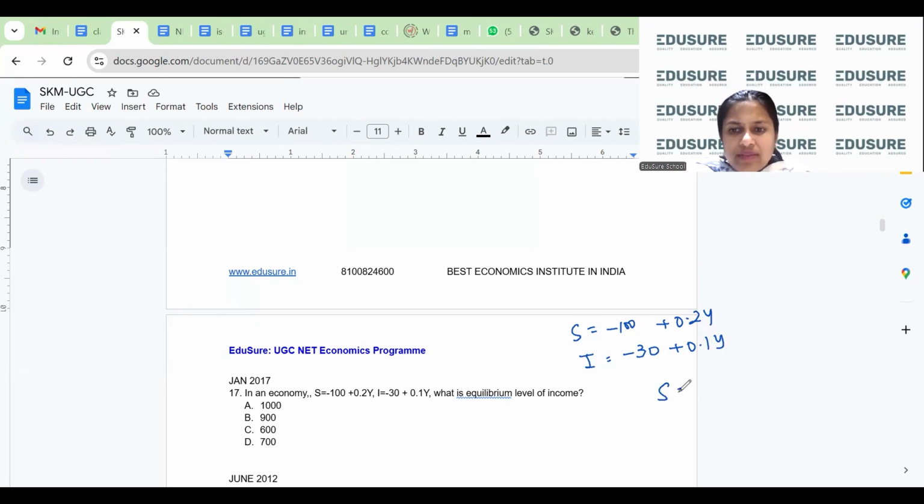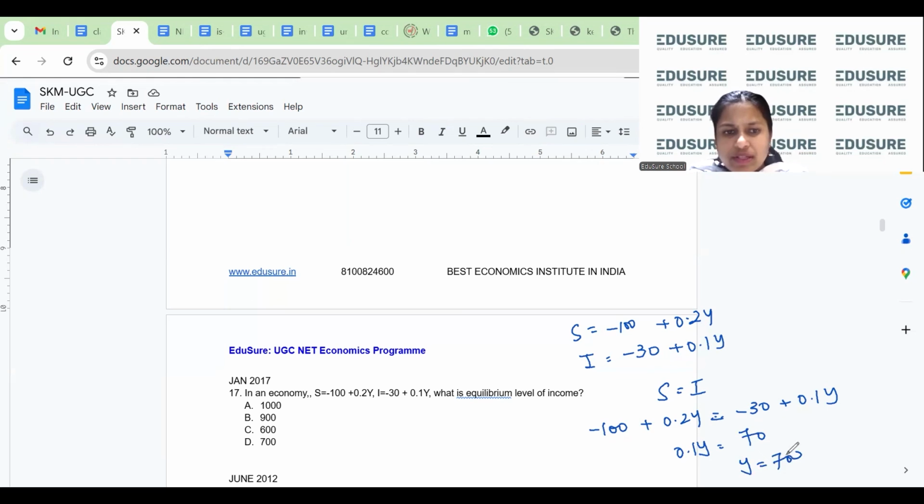So for equilibrium, savings should be equal to investment. So minus 100 plus 0.2y should be equal to minus 30 plus 0.1y. So we'll take this side, and this becomes 0.1y should be equal to minus 30 plus 100, which is 70. So y should be equal to 700. D.